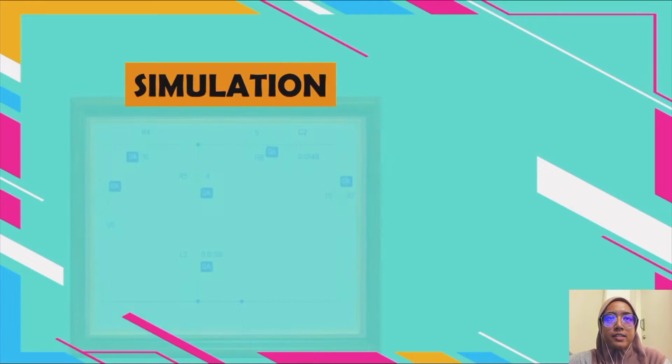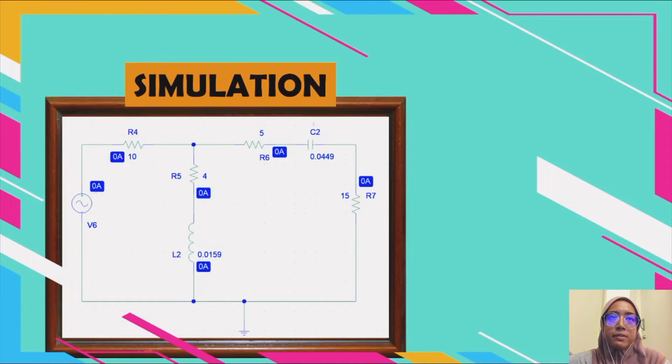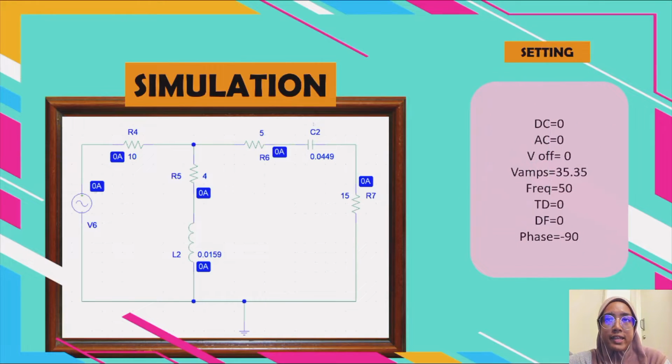This is the circuit we simulate in PSpice. On the right side, this is the setting of VSIN, and we use DC, AC, VOFF, TD, and DF equal to 0, and then we use VM equal to 13.5, and the frequency is 50 Hz. And the last one is phase, where we use negative 90.